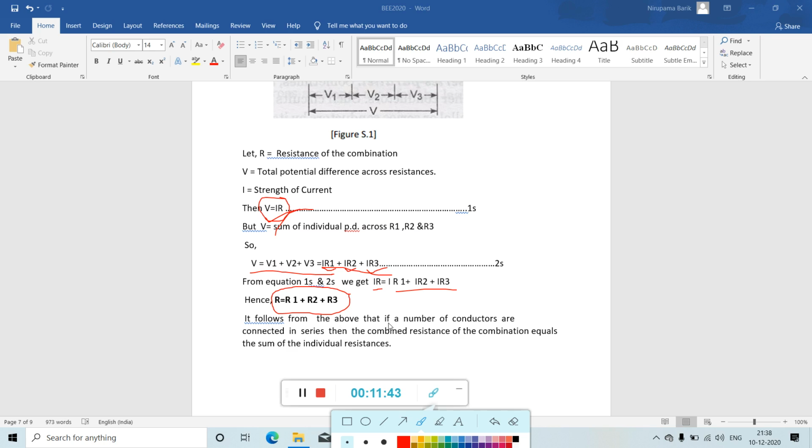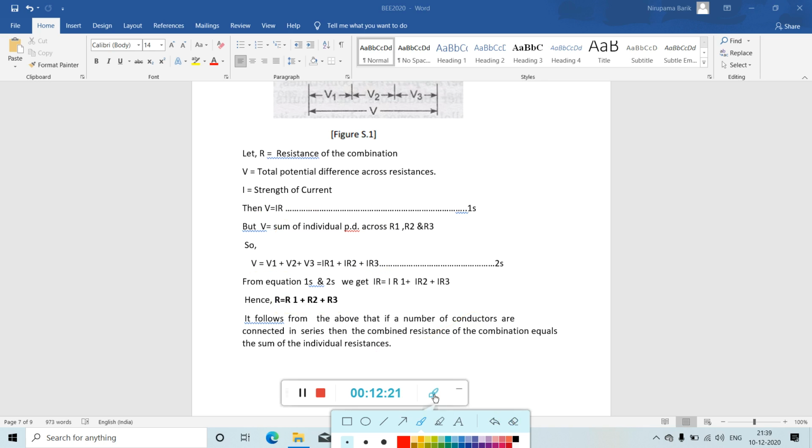It follows from the above that if a number of conductors are connected in series, then the combined resistance of the combination equals the sum of the individual resistances. This is the conclusion we get in the relation between V, I and R in the series circuit. So in a series circuit, the equivalent resistance is the sum of individual resistances.